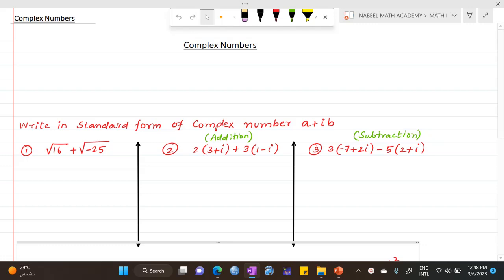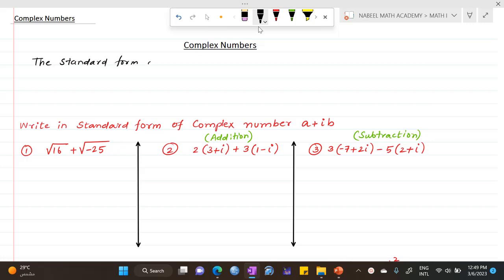In this video, we are going to see the complex number. So, what is a complex number? A standard form of a complex number is given by a plus ib, or you can write it as a plus bi.